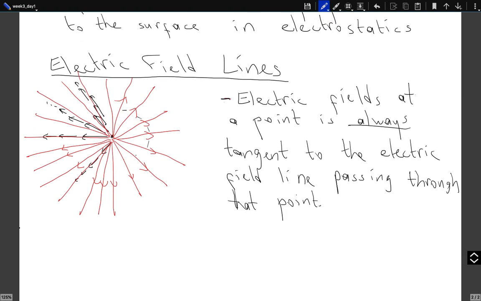Another important property of the electric field lines is the electric field magnitude. If you want to specify the electric field at a given point, you have to specify two things. Since it's a vector, we have to know its direction, and we have to know its magnitude. So the tangent to these field lines already gives me the direction. I also have to have some means of specifying its magnitude. And the magnitude is just like we have seen in this simple example: the magnitude of the electric field at a given point is proportional to the density of the electric field lines at that point.